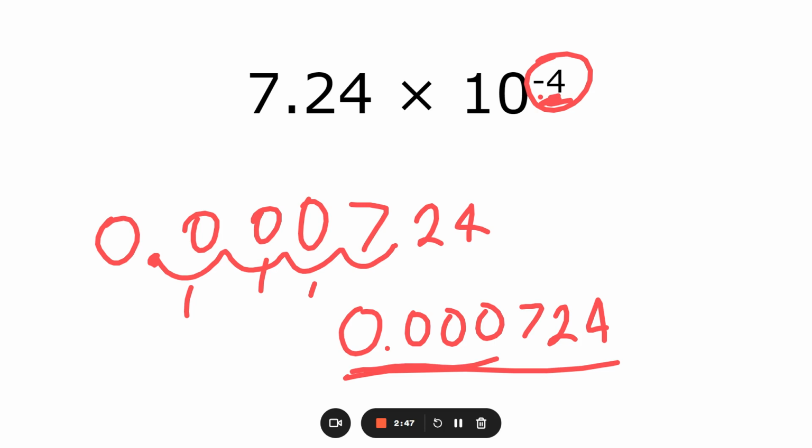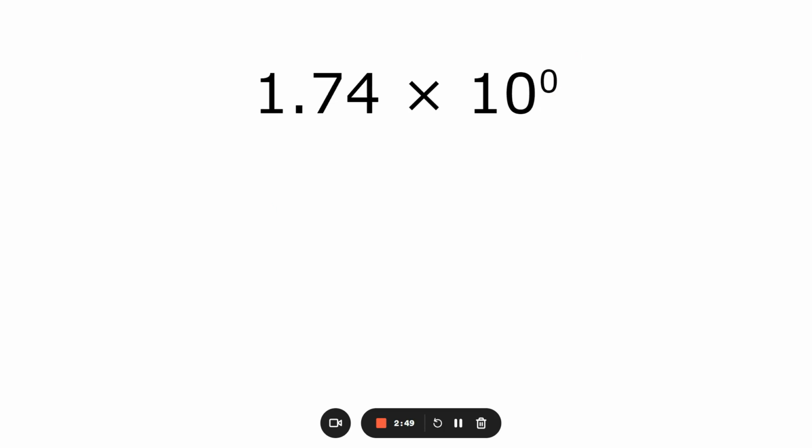All right, last one. We have one that has a 0 as an exponent. If we remember, anything to the power of 0 is always going to be 1. So in reality, we have 1.74 times 1. And what happens when we multiply any number times 1? It's always going to equal itself.